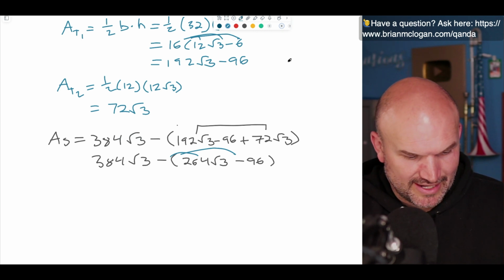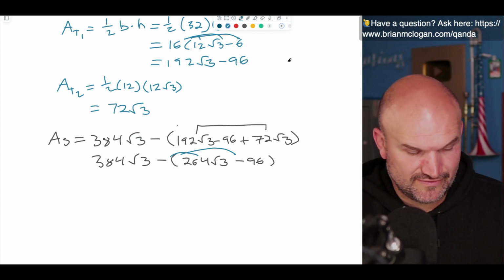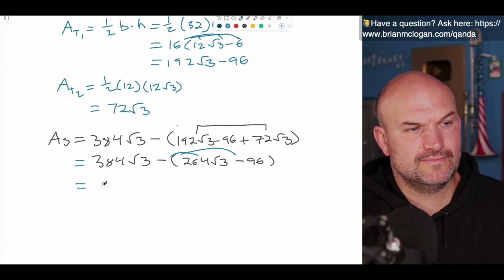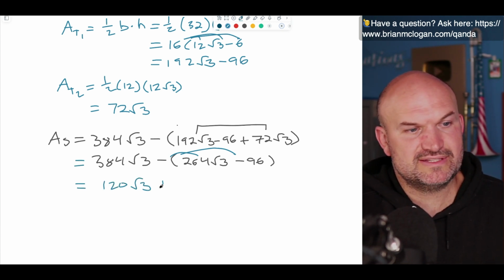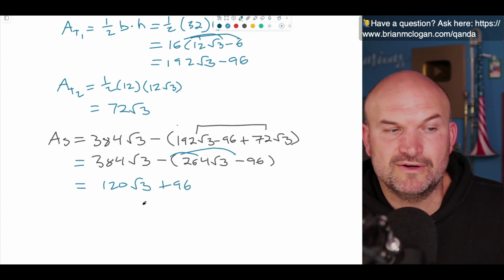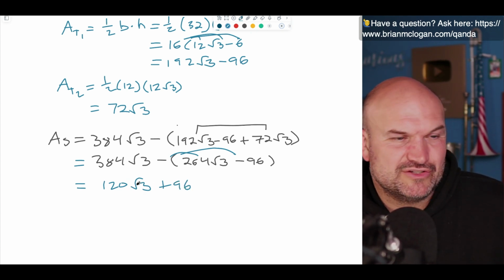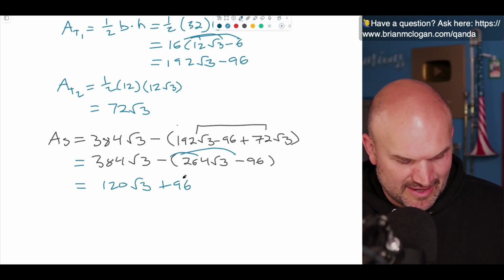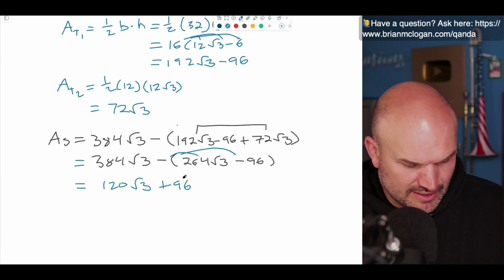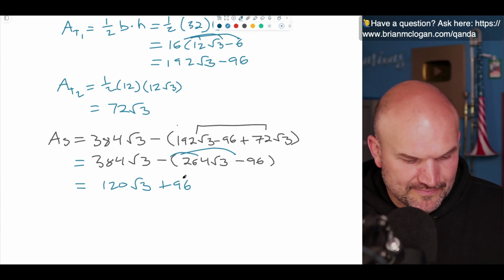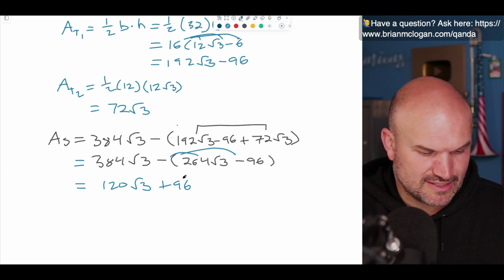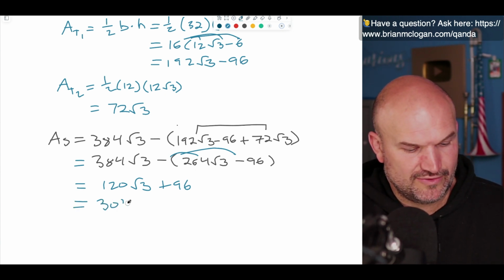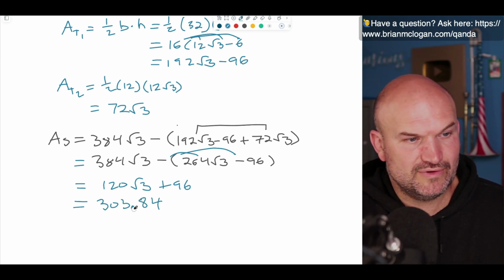Now we can do 384 minus 264, that's going to be 120. So 120 square root of 3, plus 96. That would be your final answer. You could factor out a common factor between those two, but I would just leave it in that case. If you want to approximate it, you could do 120 times the square root of 3 and add that to 96, and that's going to give us an area, which I will truncate here at 303.84 if you needed to approximate it.